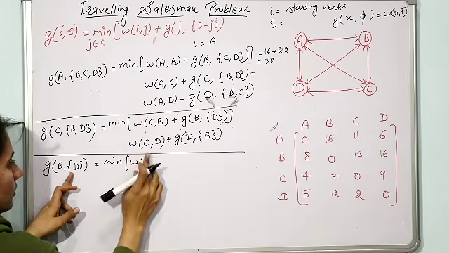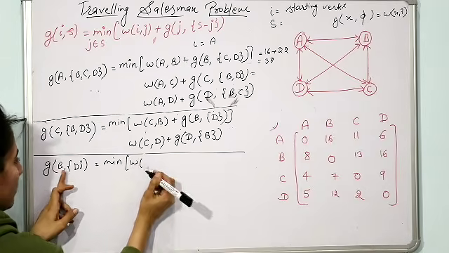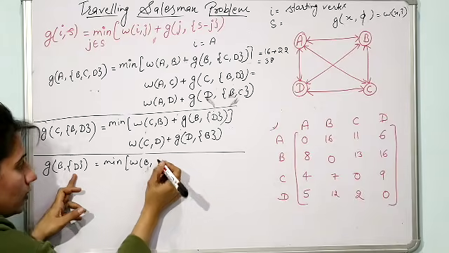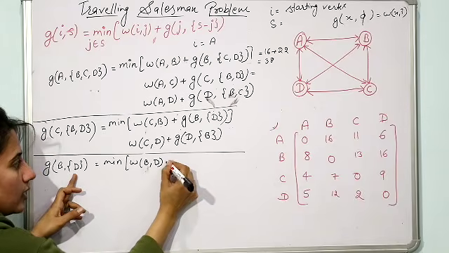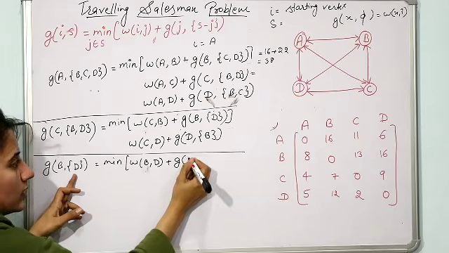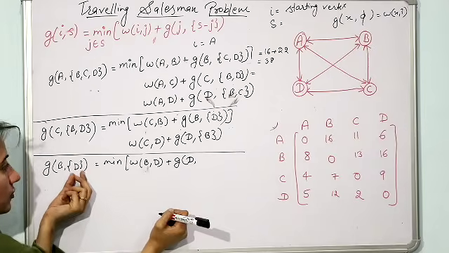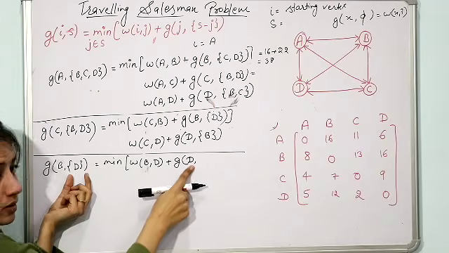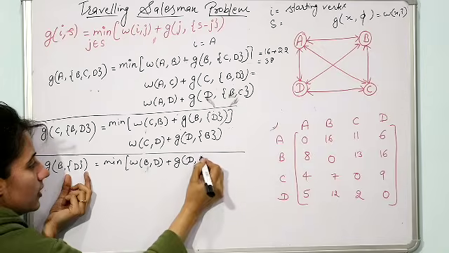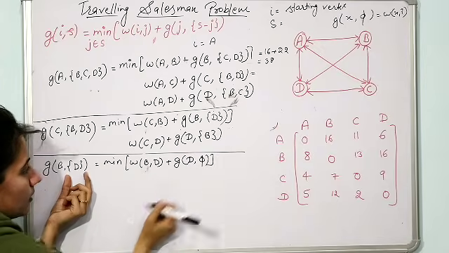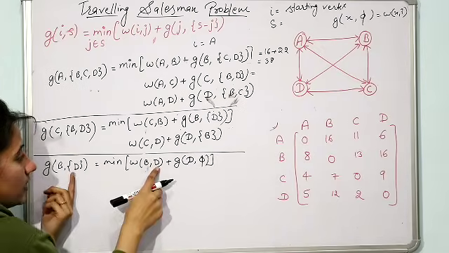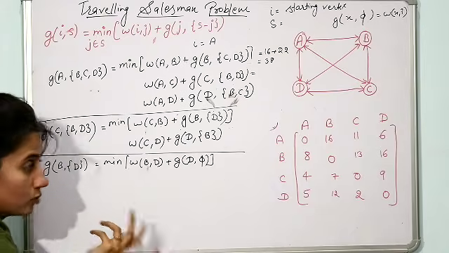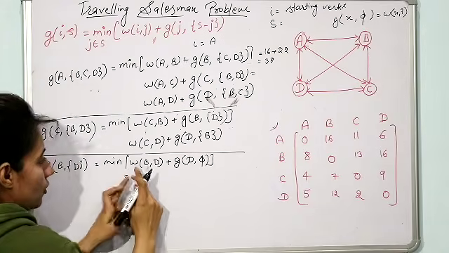Then weight of B to select any vertex from this set, and we have only one, so we will select D, plus G of D, and the remaining vertex is S minus J. After we remove J from this S, the remaining is 5. Now we can select only one, that is D, there is no other choice. So this is the only value we have, so that is the minimum also.